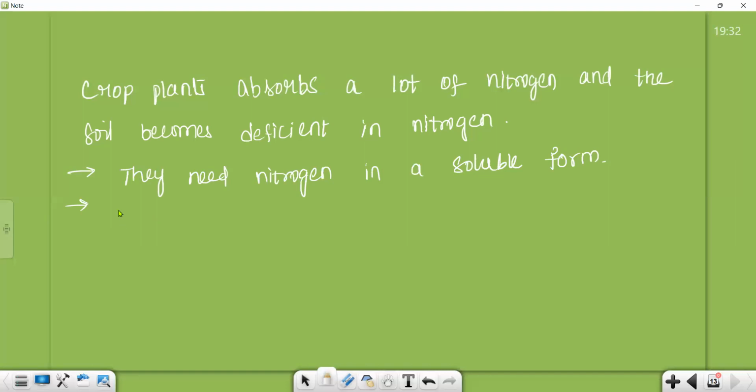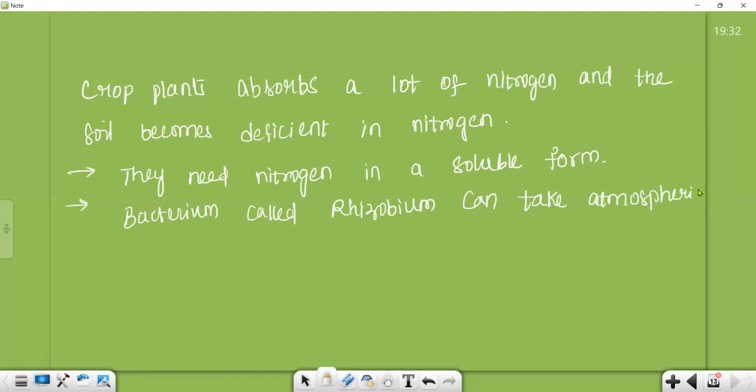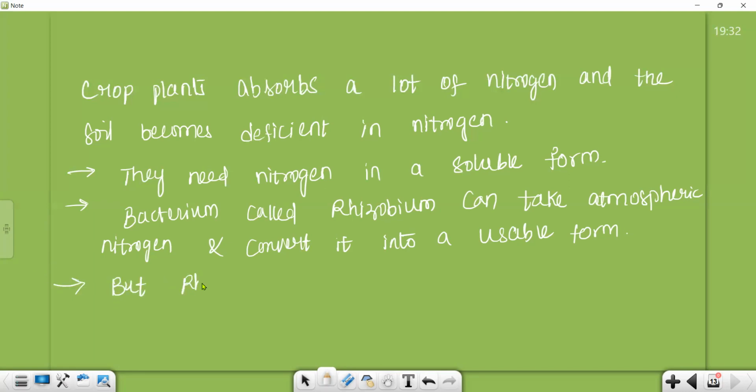But the soil is deficient in nitrogen. So there is a bacterium called rhizobium, which can take atmospheric nitrogen and convert it into a usable form. So this is the role of rhizobium: it is efficient in converting atmospheric nitrogen to usable form. But rhizobium cannot make its own food.